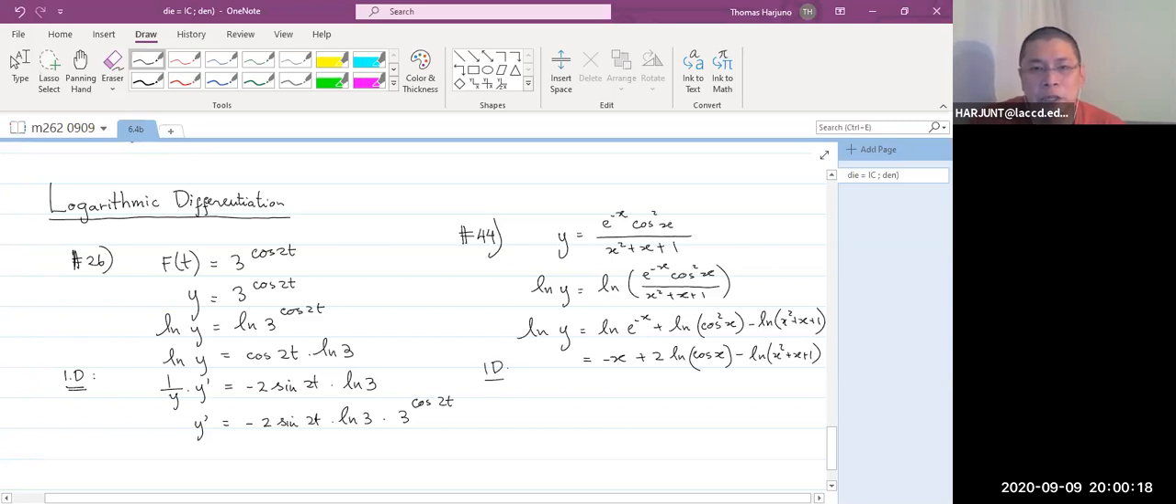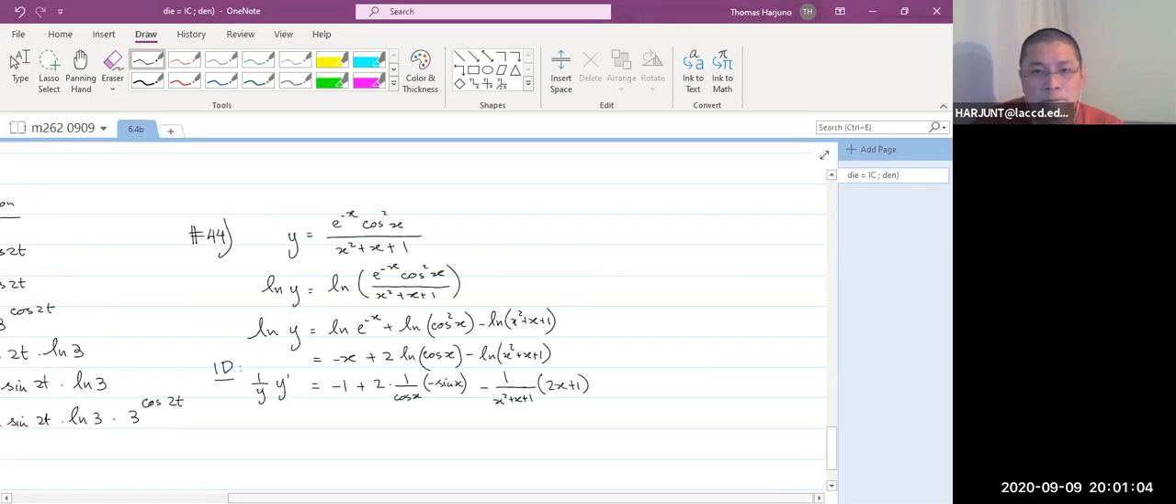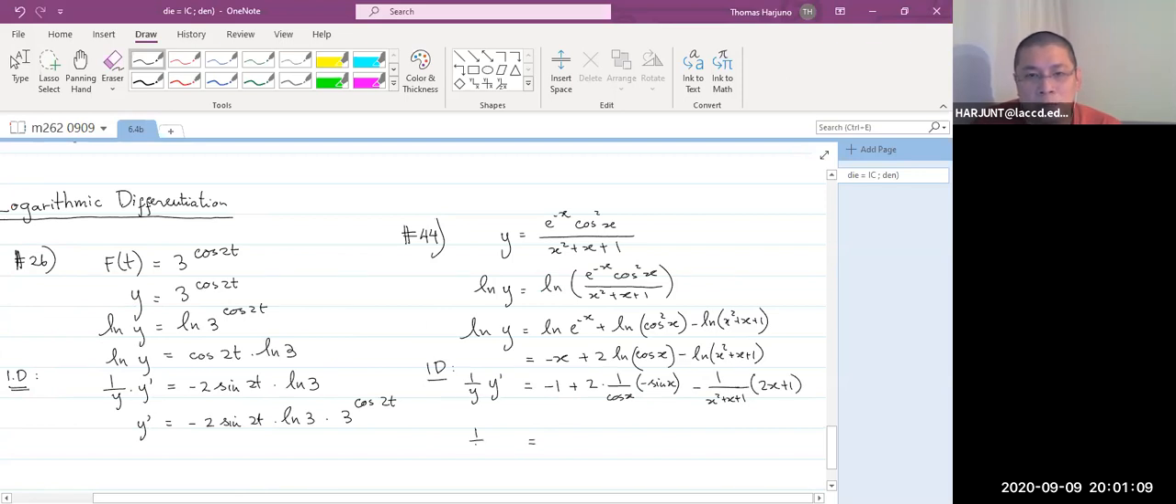When I apply implicit differentiation, I get 1 over y times y prime here. This is negative 1, and then minus 2 tangent x. I wonder if you see it. Let me slow down. 2 times 1 over cosine x times negative sine x, minus 1 over x squared plus x plus 1 times the derivative of the inside, which is 2x plus 1. So this is now negative 1 minus 2 tangent x minus (2x plus 1) over x squared plus x plus 1.